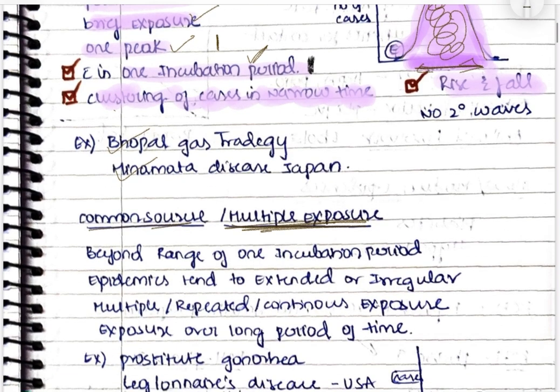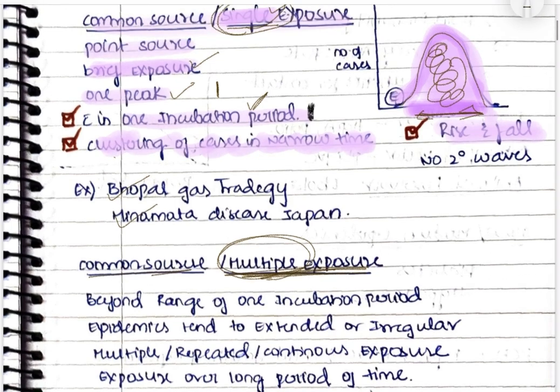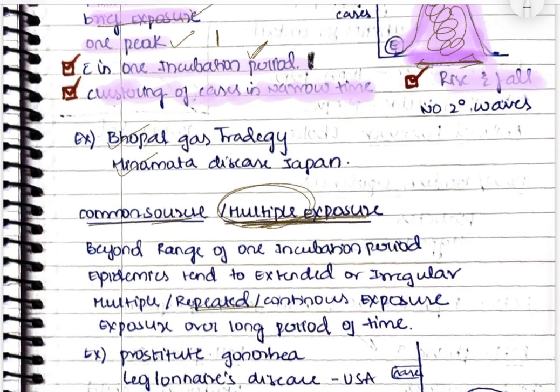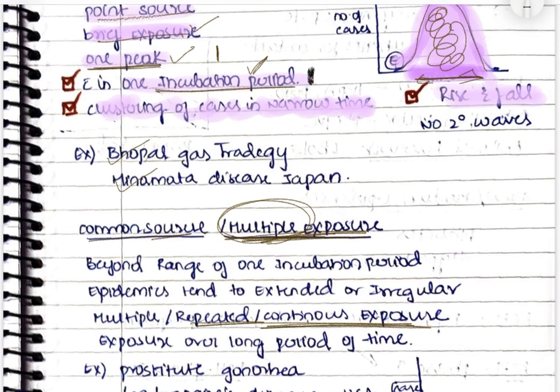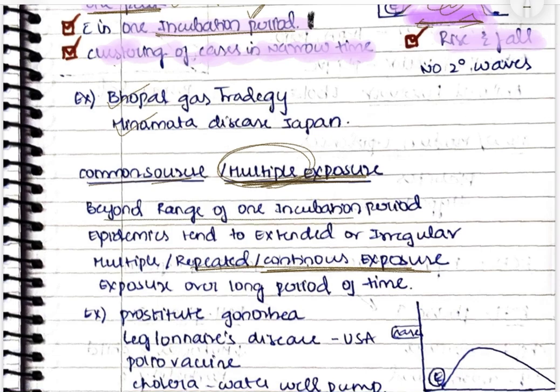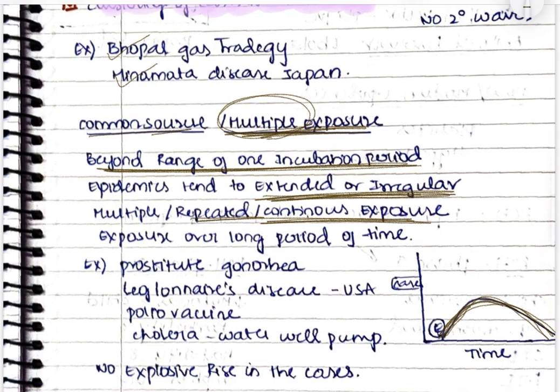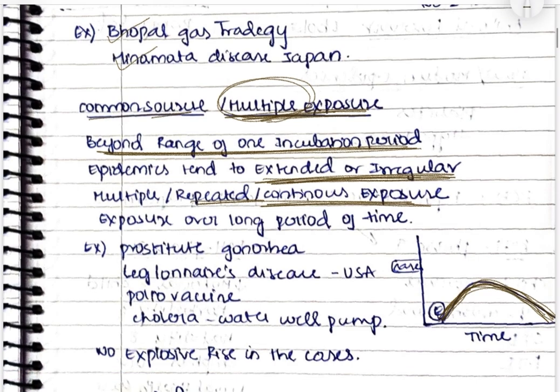Coming to the multiple exposure, so just write the opposite of the first thing. Here you will be having single exposure, here you will be having multiple exposure, right? Here you will be having this point source or the brief exposure. Here you will be having this repeated or the continuous exposure. And in the single exposure, you have one peak and the one incubation period. Here you have more than one incubation period or beyond the range of one incubation period. And also there you have this one peak, right? Here you will be having extended or the irregular graph. So even in the graph, you can see you do not have this peak or anything. You just have this extended or the irregular graph, right? So exposure over the long period of time.